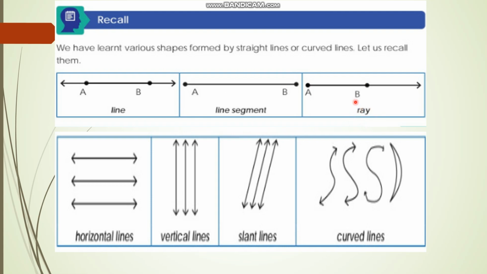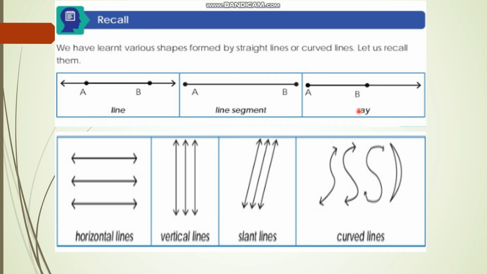Do you know what is a ray? A ray is a part of a straight line which has a starting point but no end point. This is the starting point, but it has no end point. It is extending endlessly in one direction. Got it? So this is the ray. The basic terms are line, line segment and ray.